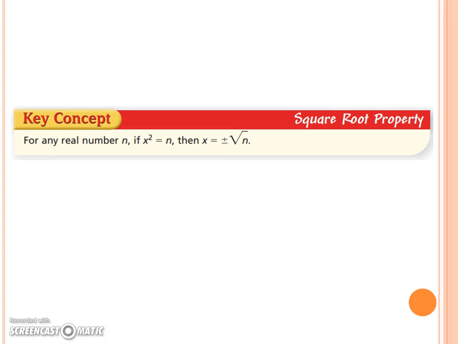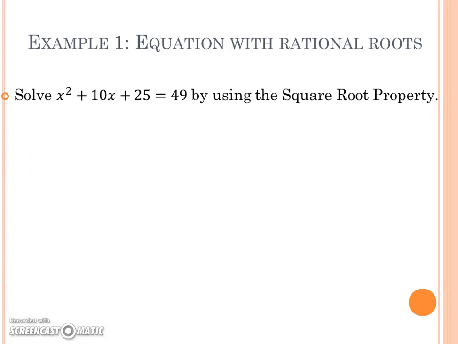For any real number n, if x squared equals n, then x equals positive or negative the square root of n. So we're going to use this.